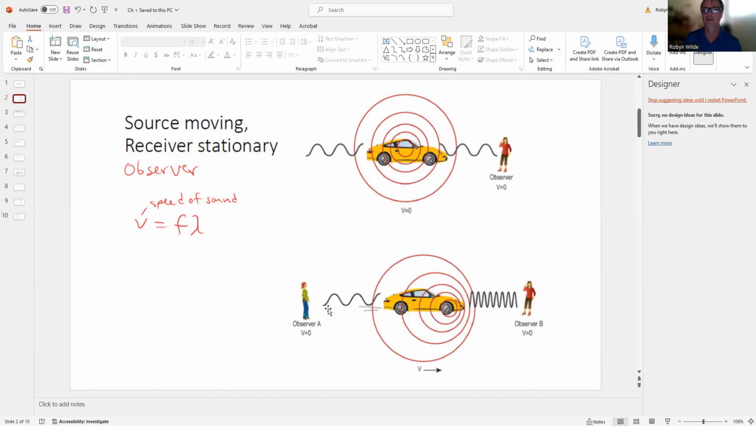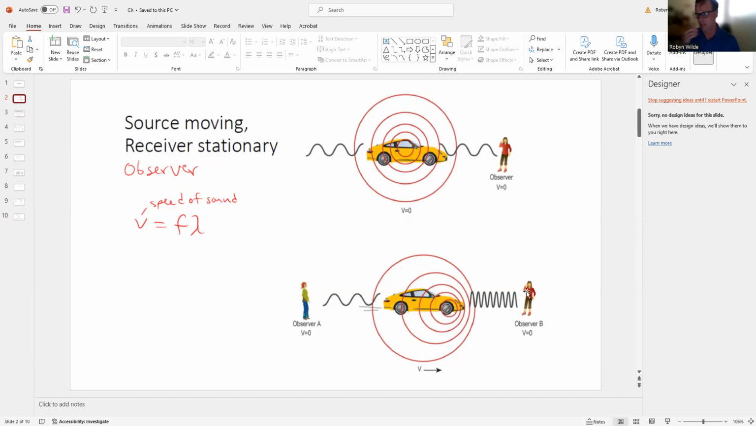The basic reason for this is that, as you can see, in front of the car, since the car is moving toward the wave that it just emitted, the wave does not get as far away from the car before the next one is emitted. That is, the wavelength gets shorter. And as you know from our basic wave equation, wave speed equals frequency times wavelength. If the wavelength goes down, the frequency has to go up.